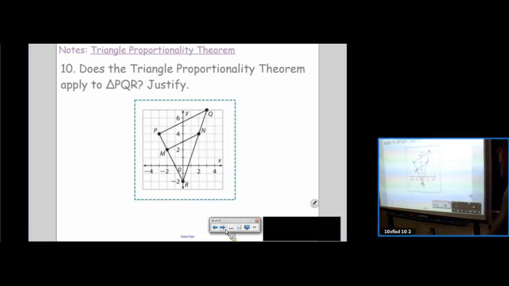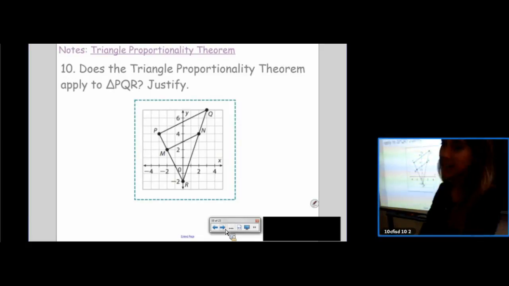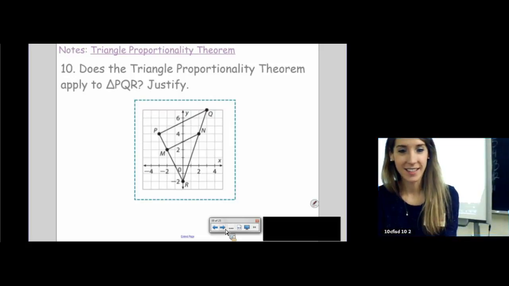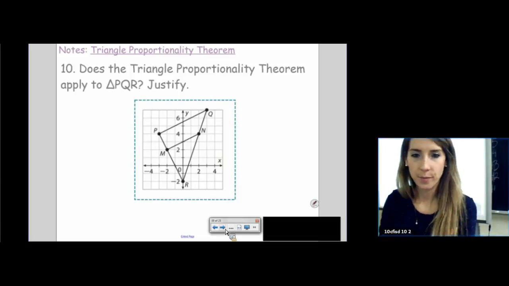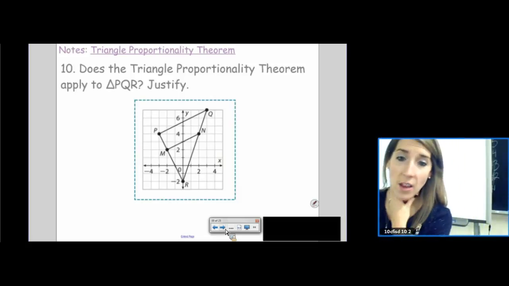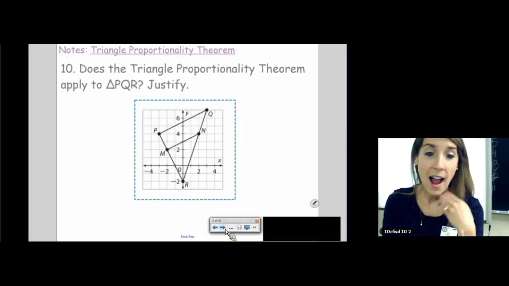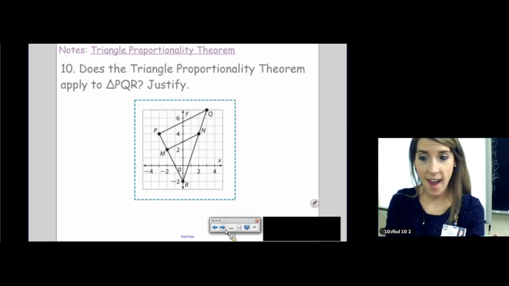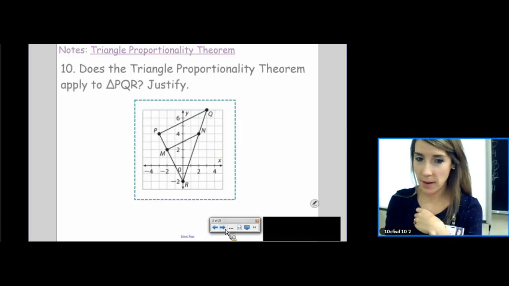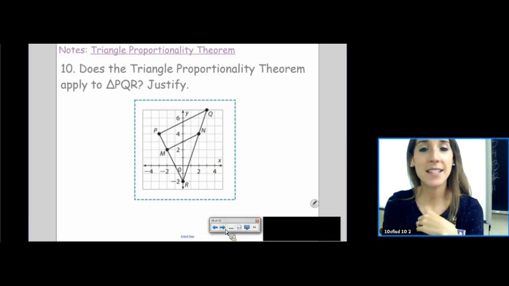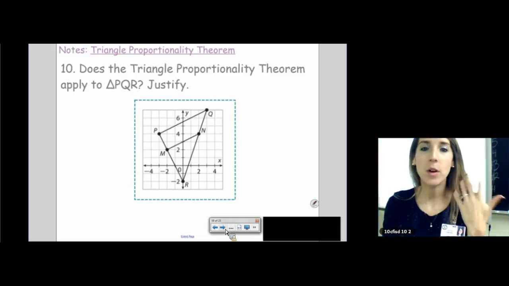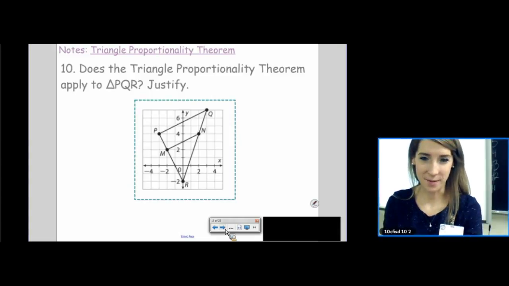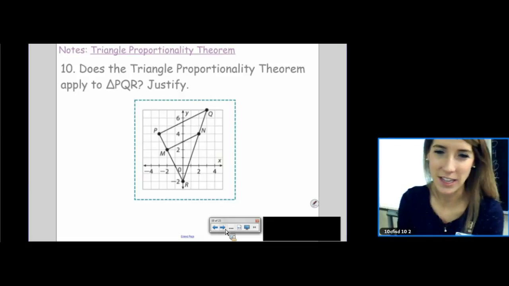Does the triangle proportionality theorem apply to PQR? Justify your answer. Ooh, this is a good one. So how would we decide if we could use it here? So Alex is saying we need to figure out if they're parallel. How do you know if they're parallel? Yeah, we learned, like the 3rd week of school, that parallel lines have the same slope. So if we can find their slopes, if their slopes are the same, then we're allowed to use the triangle proportionality theorem. Oh, and all of last year. I know you didn't learn it in geometry.